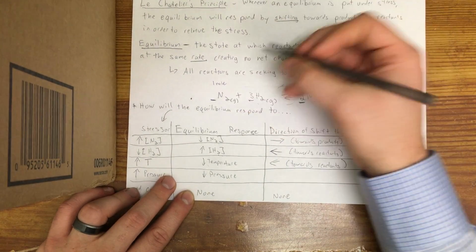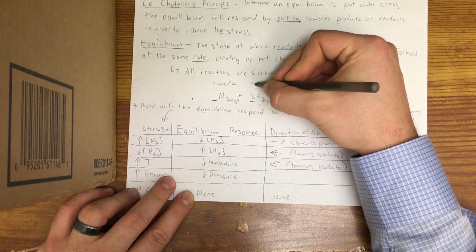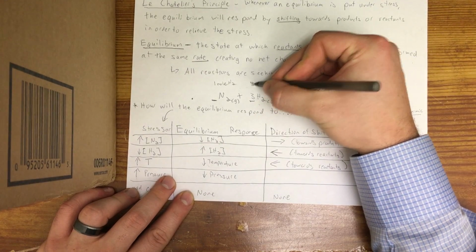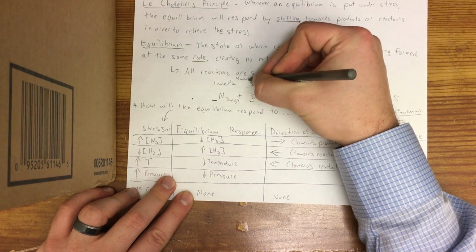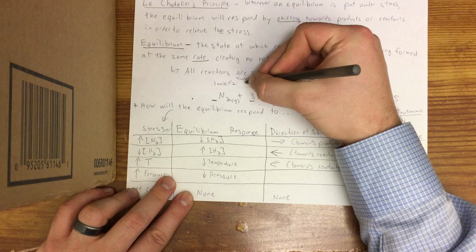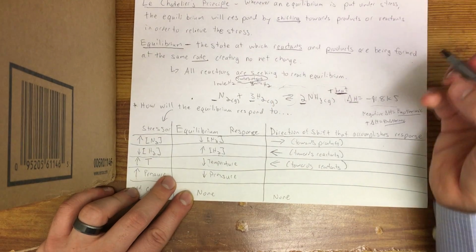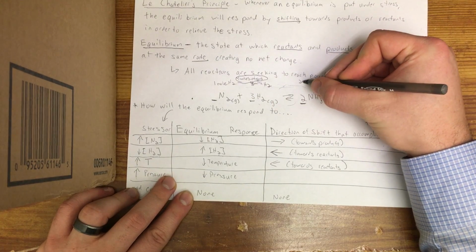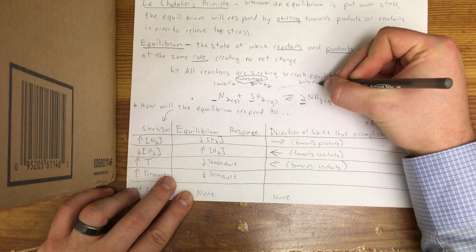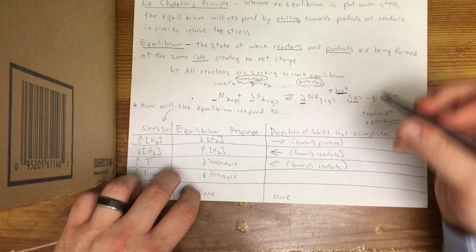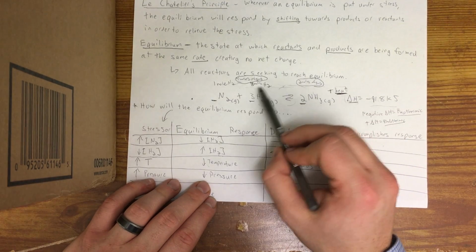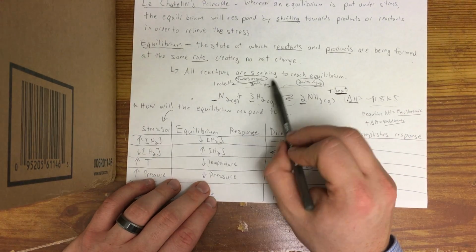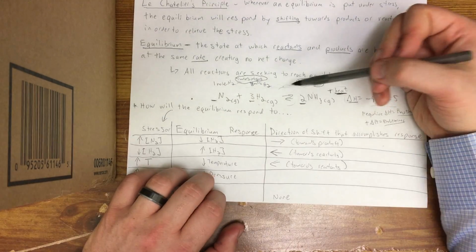For each reaction cycle, we have 1 mole of nitrogen and 3 moles of hydrogen for a total of 4 moles of gas on the reactant side. On the product side, we only have 2 moles of gas. So what this means is that we have less gas molecules on this side of the reaction than on this side. Every time we convert reactants into products, we make less gas.